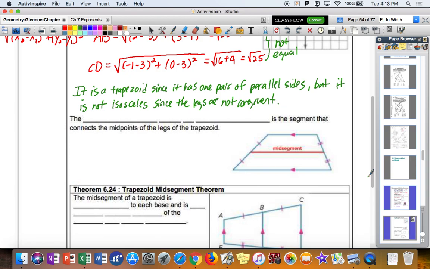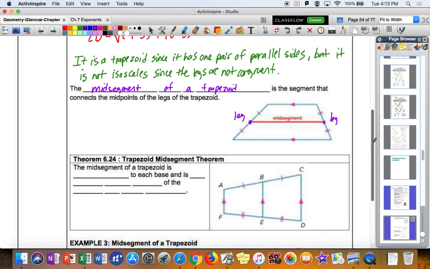All right, so moving down in the next part here, we have a new term here, and it's something called the midsegment of a trapezoid. So midsegment of a trapezoid is the segment that connects the midpoints of the legs of the trapezoid. So here's a leg and a leg. You'll notice midpoints are marked. So here's midpoint, and then we have the other midpoint, and connect those, and we get something called the midsegment.